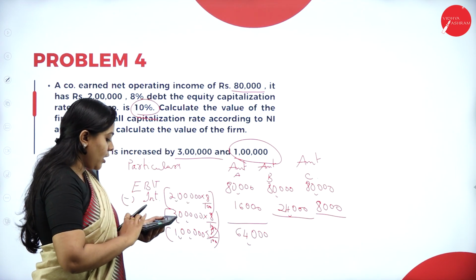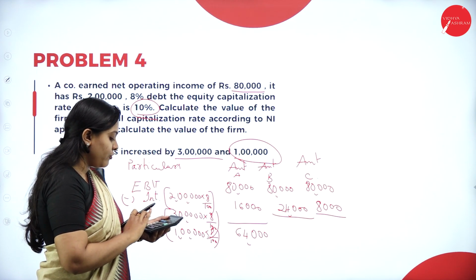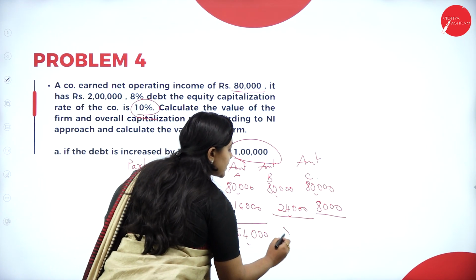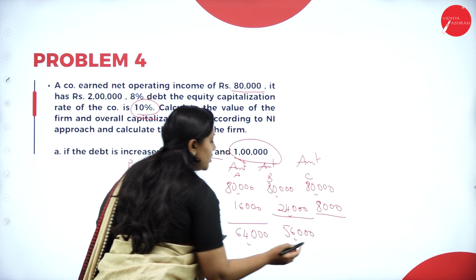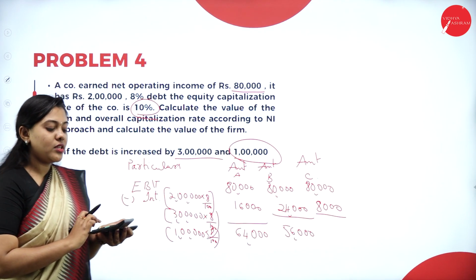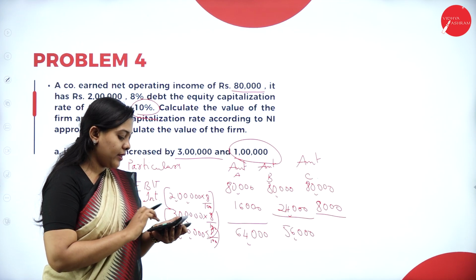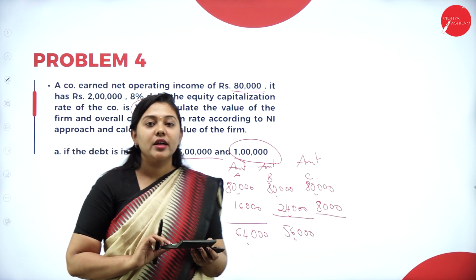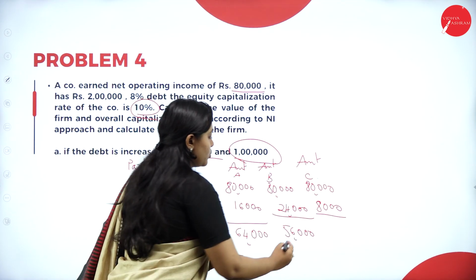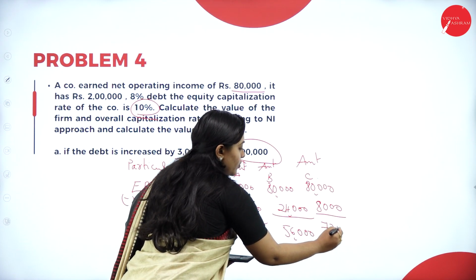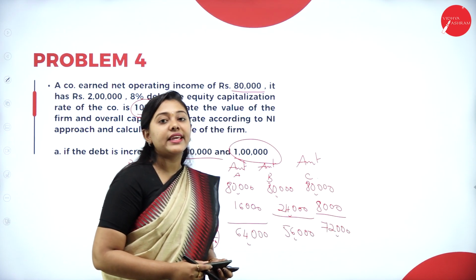Next, 80,000 minus 24,000, it will be 56,000. Next, 80,000 minus 8,000, it will be how much? It will be 72,000. So what is this? This is EBT.